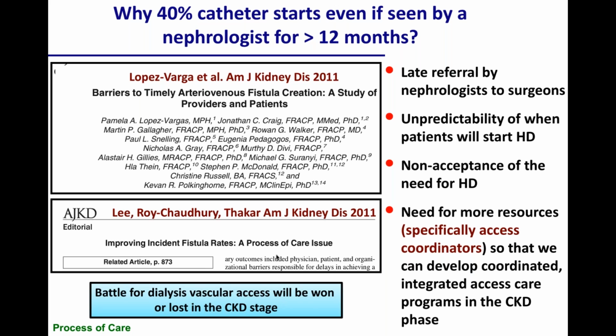So this time I'm going to put on my nephrology hat and say, well, I can tell you why that happens. There's a fair amount of unpredictability as to when patients will start dialysis. And there's also, in many cases, the non-acceptance of the need for hemodialysis for many different reasons. Now, I'm saying this not to make excuses for nephrologists, but really to make the case for more resources, particularly, I would say, access coordinators, so that we can develop coordinated and integrated access care programs during the chronic kidney disease stage. Because if, in fact, there is a battle for dialysis vascular access, it's going to be won or lost in the CKD period.